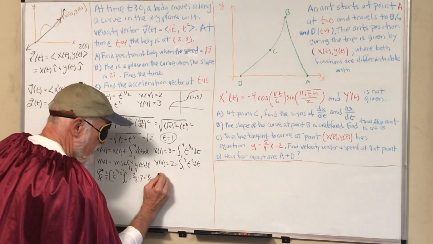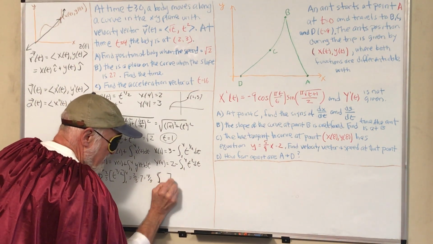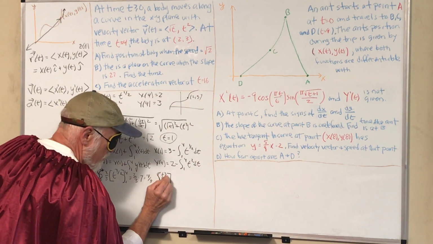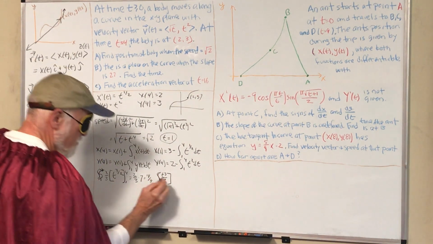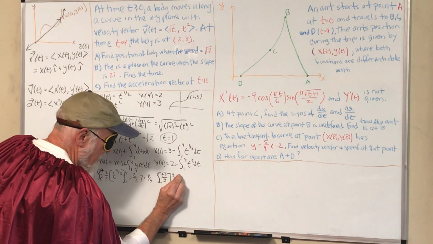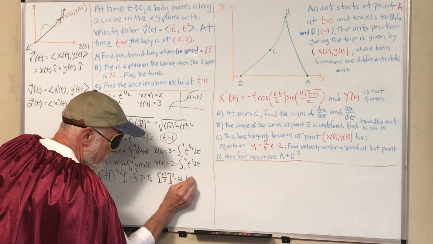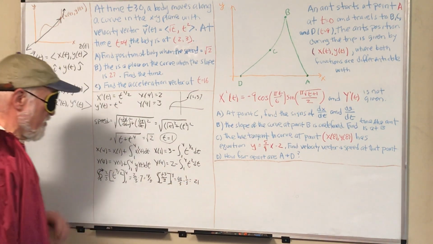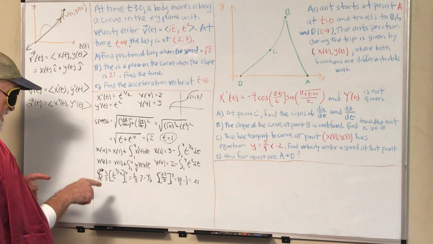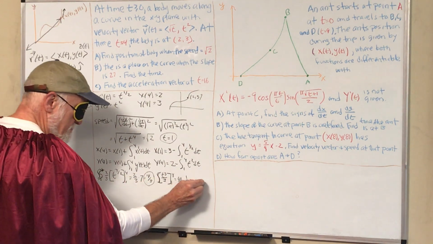And the integral on this side from the antiderivative of t squared is t cubed over 3 from 1 to 4. So you get 64/3 minus 1/3, or 63/3, or 21. So that means these are the changes in position.